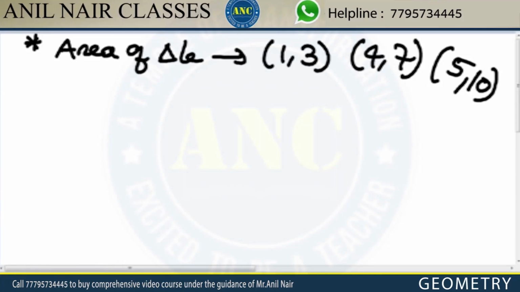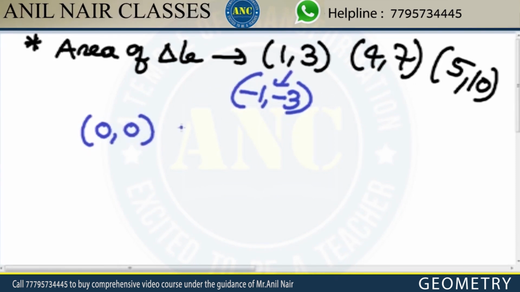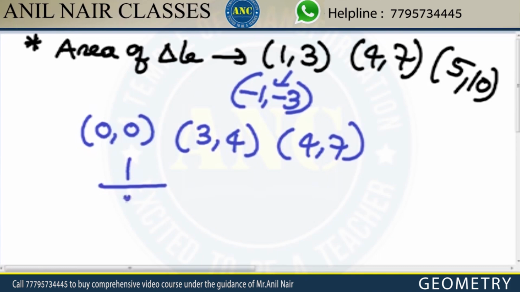Find the area of the triangle with vertices (1, 3), (4, 7), (5, 10). Please don't work with these values. If I shift by (-1, -3), the first vertex becomes (0, 0). Next is (3, 4).